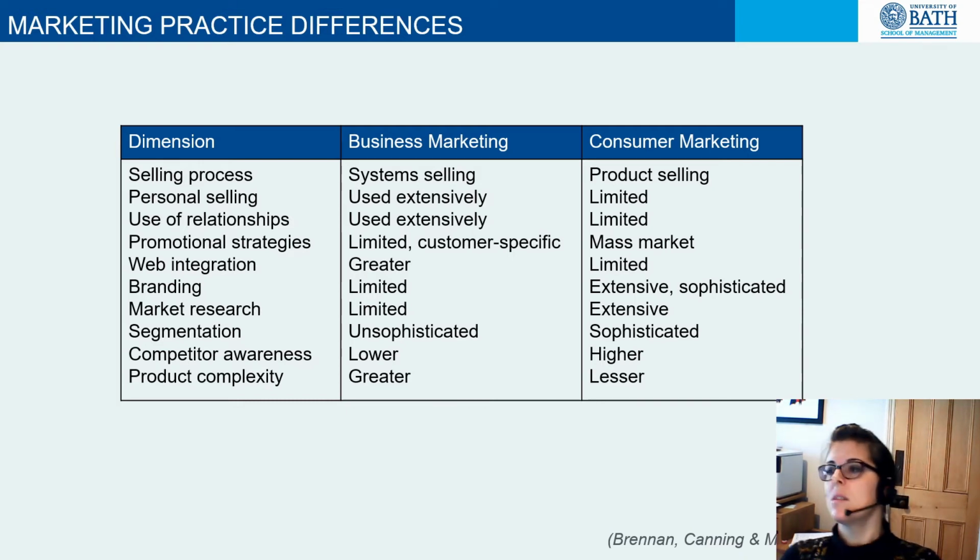Okay, so it's looking at problem solution, whereas in business marketing, it's looking at all the different facets of it to make it a part of the system itself. Personal selling is used extensively in business marketing. Okay, you've got Jack coming tomorrow, Jack on Wednesday, who's going to be discussing the system selling and the personal selling approach within business-to-business relationships and agencies. And relationship marketing and use of relationships is used extensively, both officially and unofficially, in those formal and informal settings. Okay. In consumer marketing, it's limited.